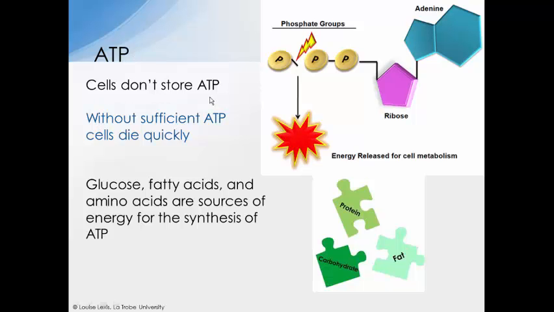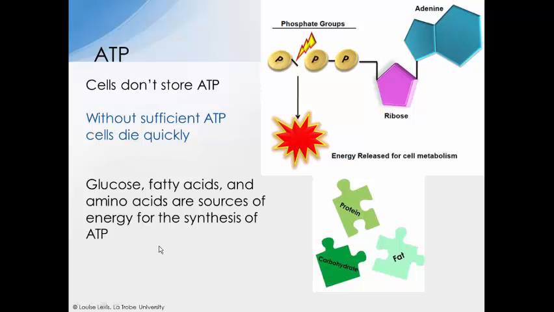We can store carbohydrate, and typically we store that in liver and muscle. We don't store protein as such as an energy fuel in the muscle, and we also don't store ATP. So without ATP being provided constantly by the cell, cells die quickly.